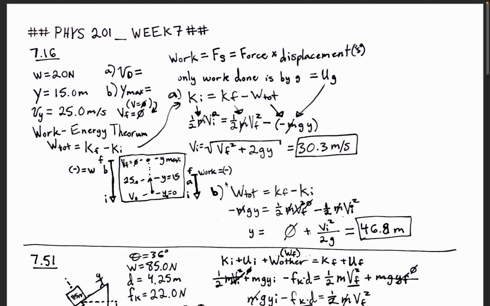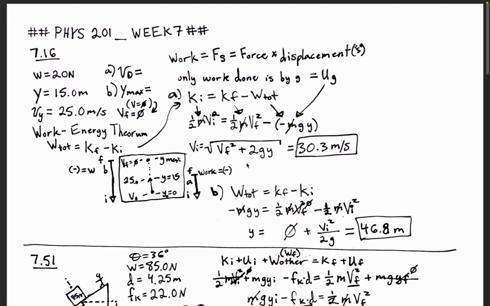And then you move on to part B, which says, what is the y maximum, right? So at y max, the velocity is going to equal 0, right? At the maximum height, it's not going up, it's not going down, which means that the velocity in this shifting position is 0.